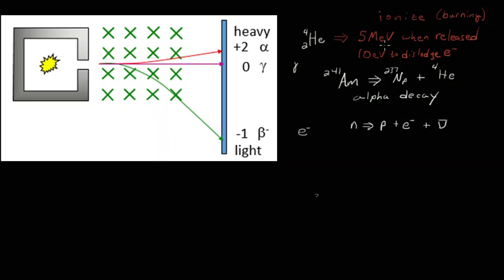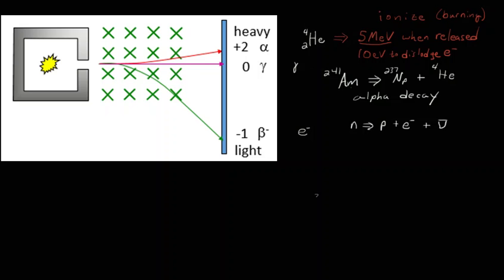So this is an interesting concept here, that there's energy that these come off with. Let me make sure I've got my notes here. Okay, so it comes off with 5 mega electron volts of energy.